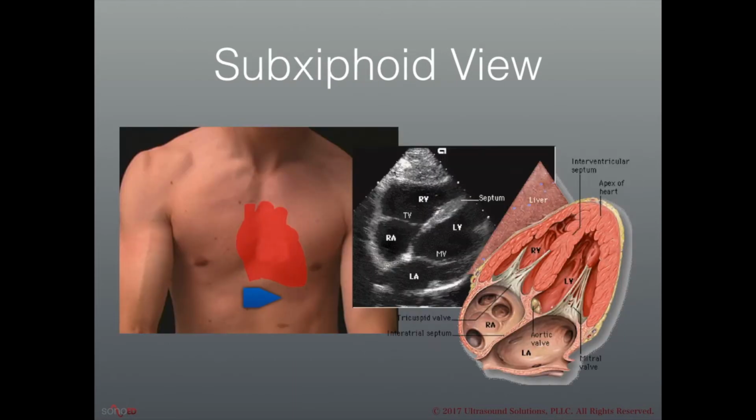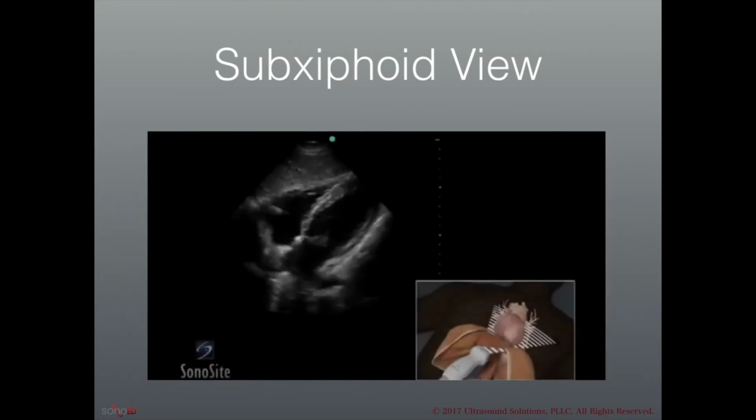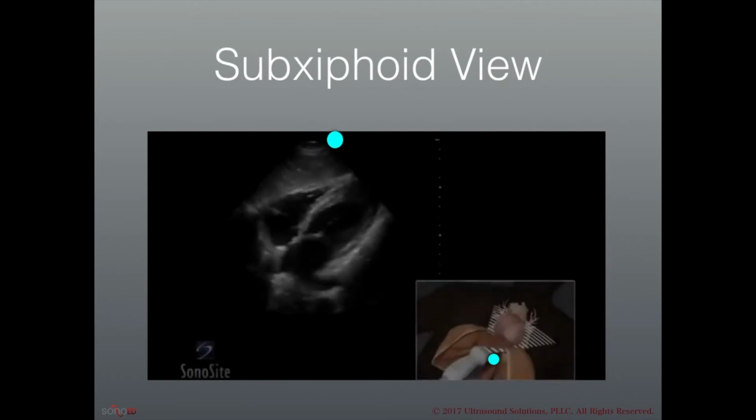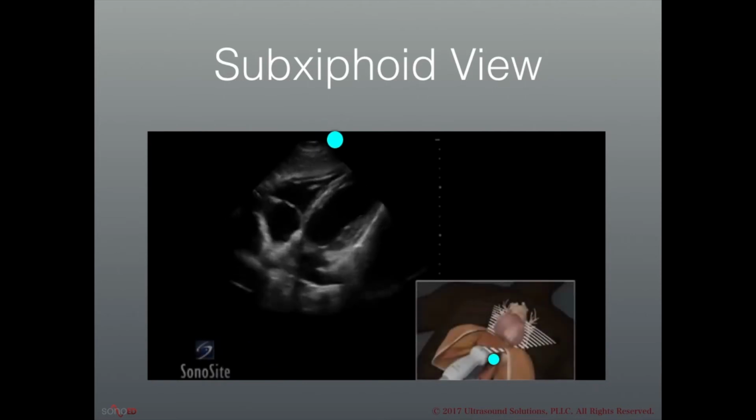Here's a standard B-mode view of the heart in the subxiphoid view, as well as the associated anatomical view. And here it is as a video. You can note here that the indicator on the screen is on the right side of the image, and so the indicator was on the patient's left.